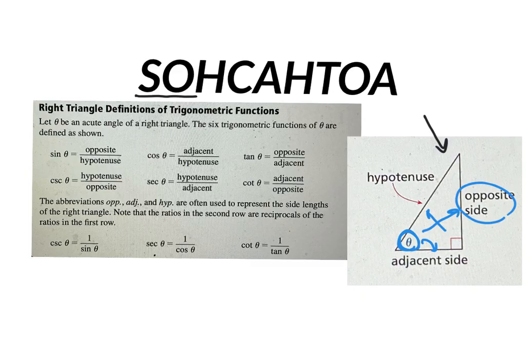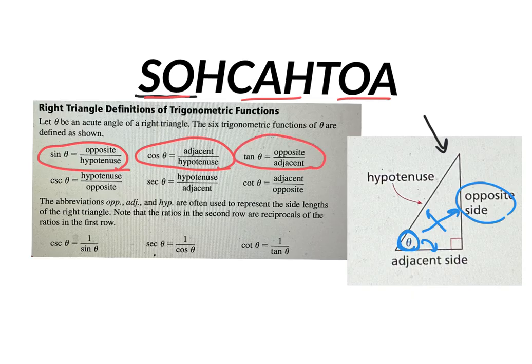So here's what SOHCAHTOA does. SOHCAHTOA means sine is opposite over hypotenuse. That's the O and the H. The C, the cosine is adjacent over hypotenuse. That's the CAH. And tangent is opposite side over adjacent side, which is TOA.